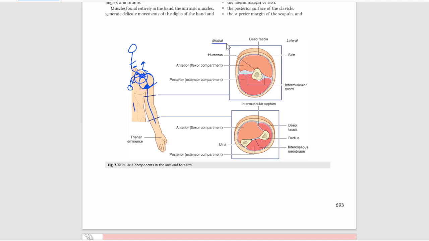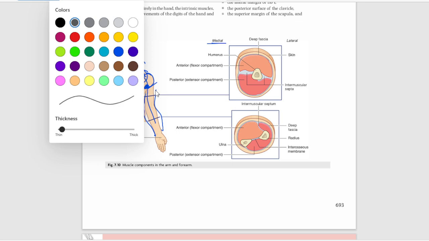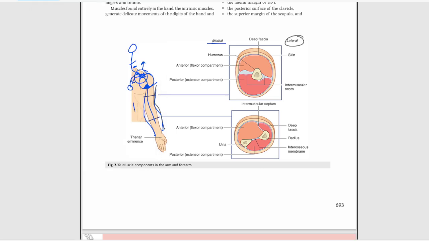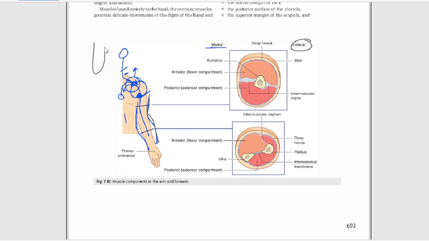Now, this is the medial side. What is called the medial side? These all are the medial side, and these are all the lateral side. In the arm, this arm has one thing on the front side. This is the front side, so this is called the flexor muscle. All the muscles present here are flexor muscles, and all the muscles present on the back side are called extensor muscles.